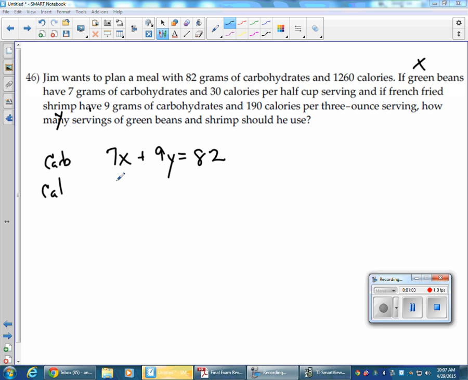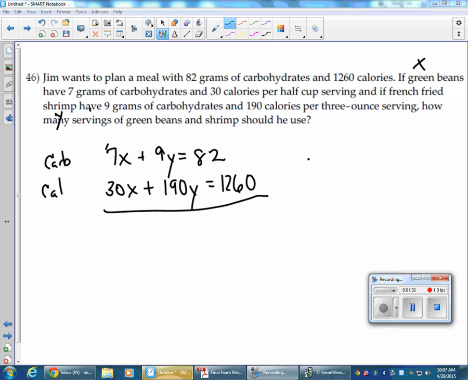And then for the calories, the green beans have 30 calories per serving, and the shrimp have 190 calories per serving, and I want to add up to 1,260 calories. Now, solving these systems doesn't look like a real easy way to solve them. You could solve them for y, put them in the y-intercept of your calculator and graph them, find out where they cross. That's one way. Or I'm going to go ahead and do the elimination method, even though it's not really easy because 9 doesn't go into 190 equally. So I'm going to multiply.